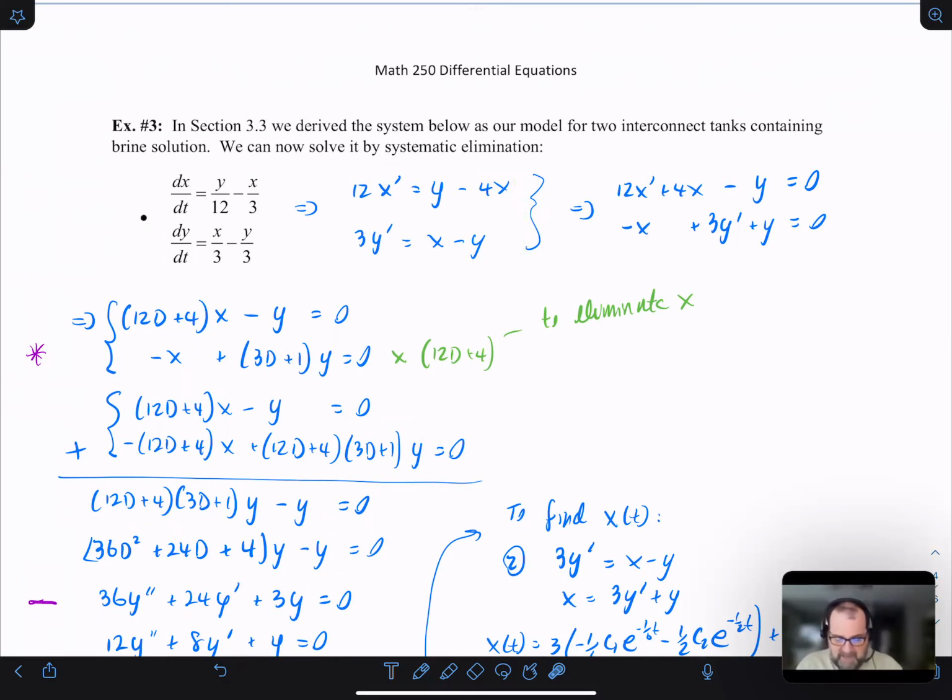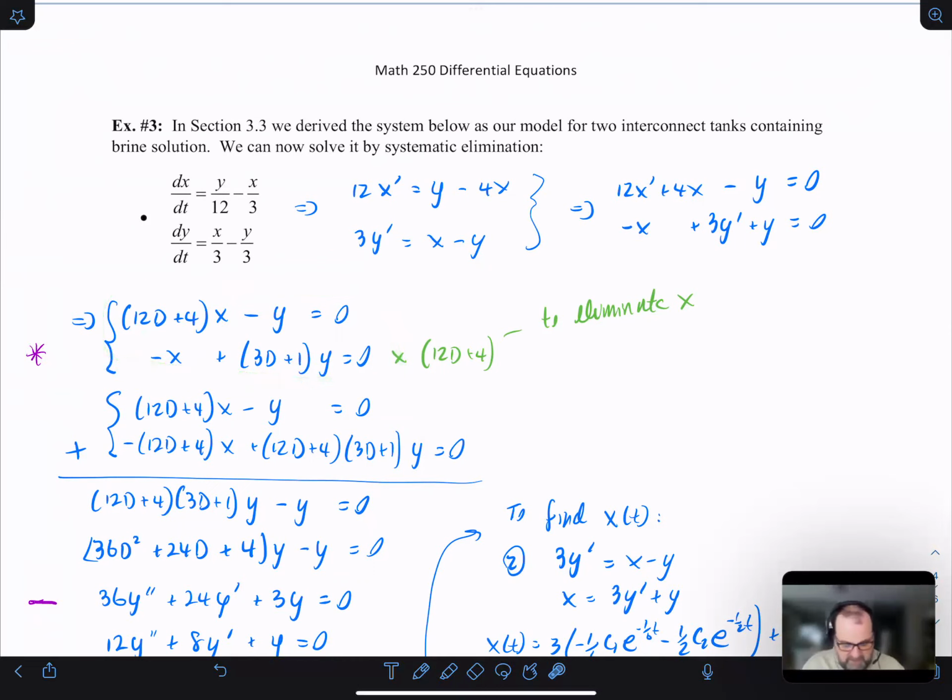At that point, I can think about setting these up in terms of a systematic elimination. What I want to do is gather the x's first, and then the y's second in each equation. Then we can rewrite the system in terms of this D operator. So 12x prime plus 4x is 12D plus 4 on x. And down here we have a minus x. Then we can write out this system this way.